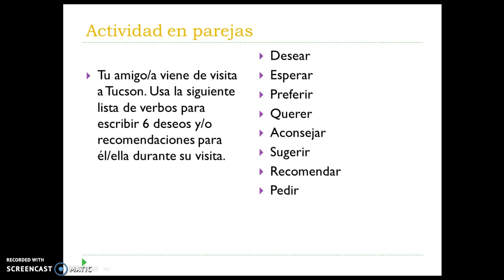I'll go ahead and give you guys a few minutes to write one or two, and then we'll go over the next slide, which has some examples already written out. So go ahead and take a few minutes to try to write a sentence in the subjunctive for a recommendation or wish for your friend.